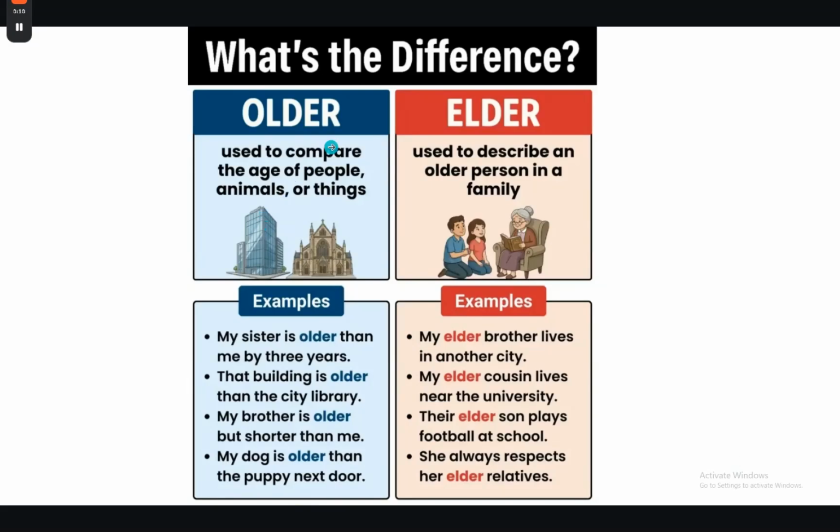The difference between the words older and elder. The word older is used to compare the age of people, animals, or things. For example, my sister is older than me by 3 years.